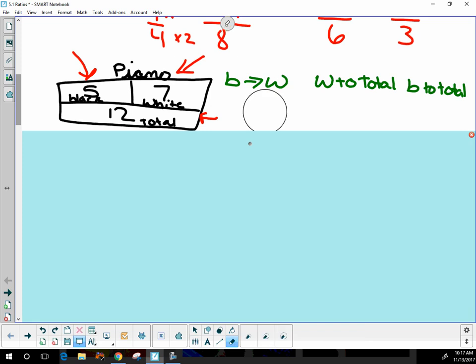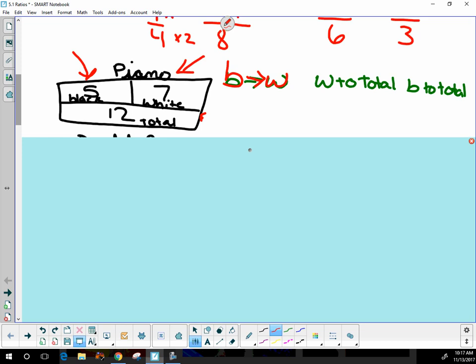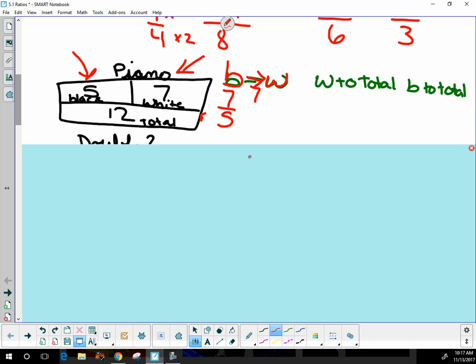If we look at this first thing over here, I'm asking, what is the ratio of black piano keys to white piano keys? And I'm going to give you a couple options here so you can try it out. 7 to 5, 7 to 12, 5 to 7, 5 to 12. Wow, I could do so many things with this.